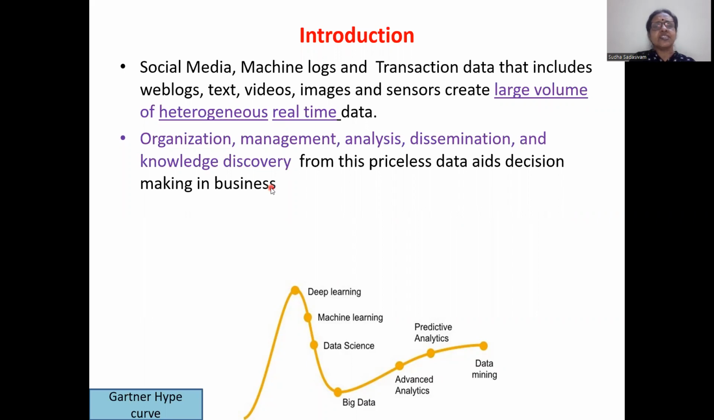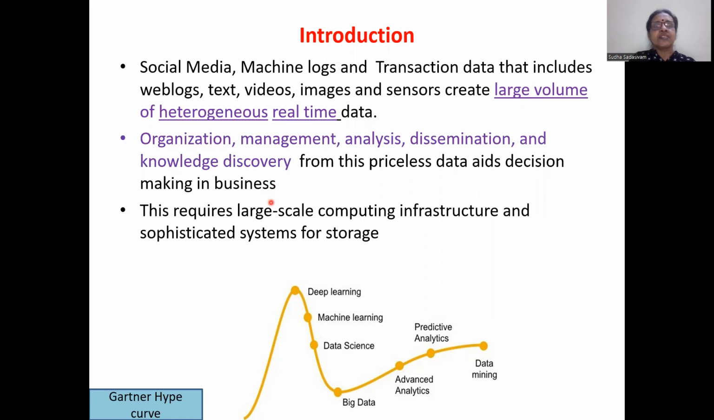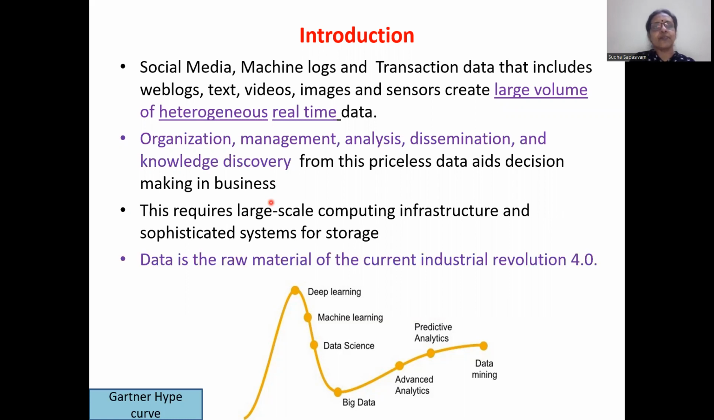So it is highly essential to have a system which can organize this data, manage this data, analyze, disseminate, and perform knowledge discovery operations on such heterogeneous data sets. This requires large-scale computing infrastructure and sophisticated systems for storage. Hence, there is a need for a separate field of big data analytics.